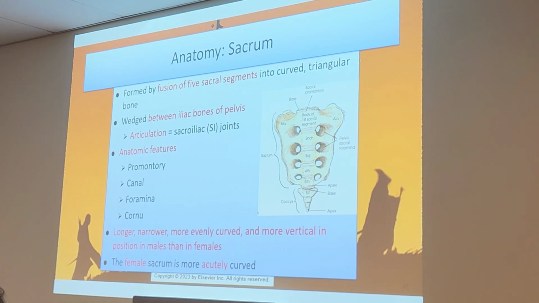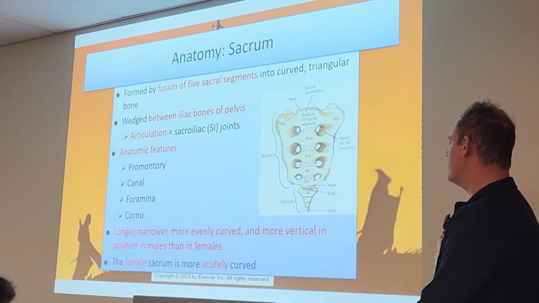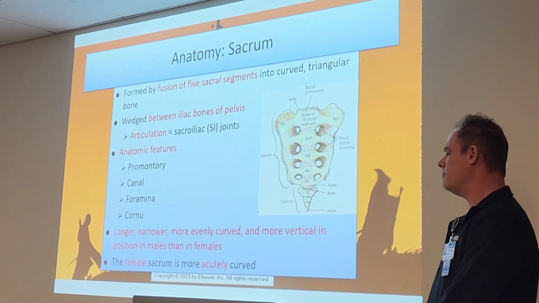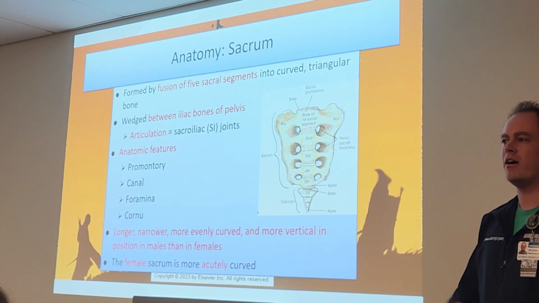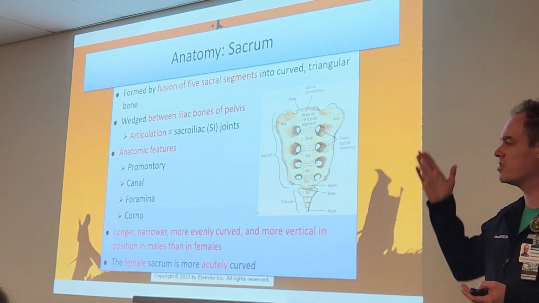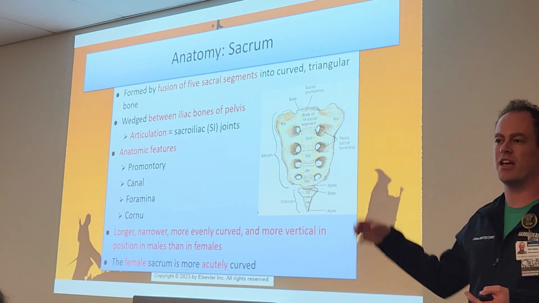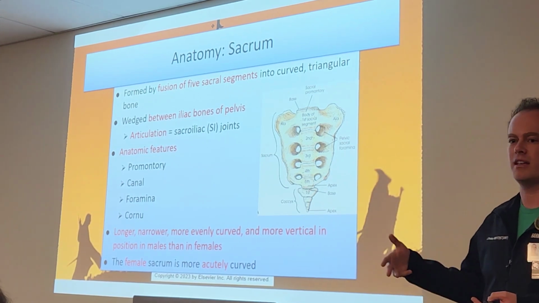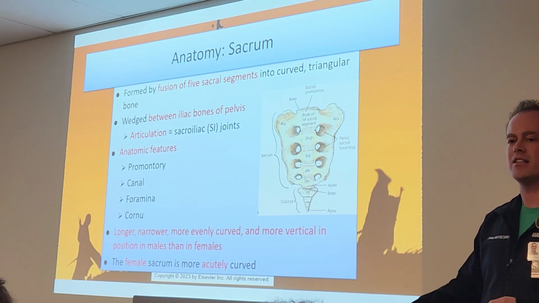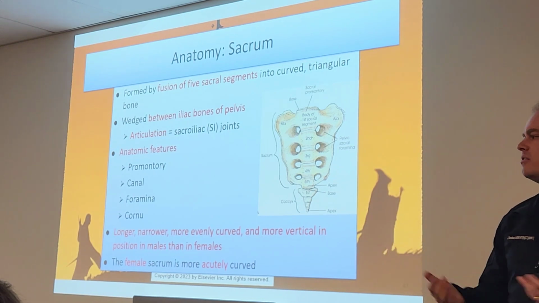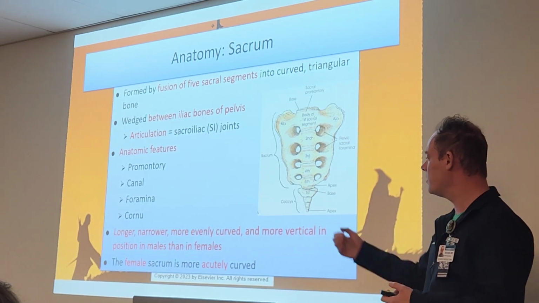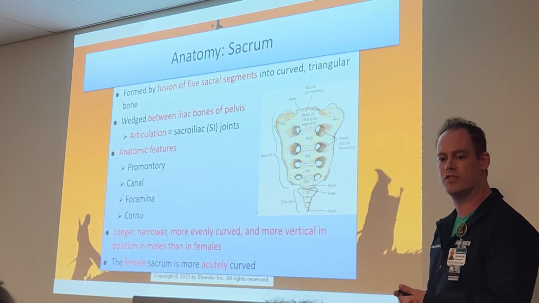When it comes to the sacrum, it does differ between males and females, as you learned about in the pelvic anatomy. It's going to be longer, narrower, more evenly curved, and more vertical in position in males than females. For the birth canal. Males point straight down. If a male were to attempt to have a baby, that poor baby's head would get scraped on the sacrum and coccyx. It can't actually pass through. Whereas a female sacrum is less vertical, curved more posteriorly, allowing the baby to travel through the brim of the pelvis more smoothly. The female sacrum is what we call more acutely curved.